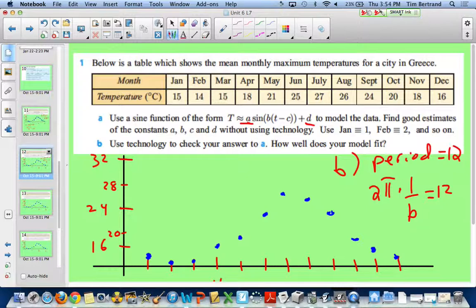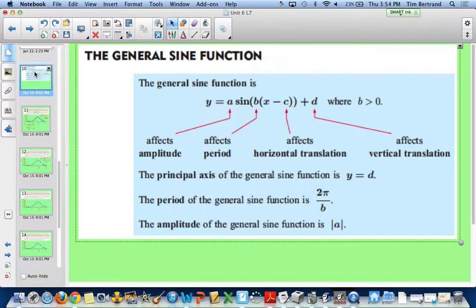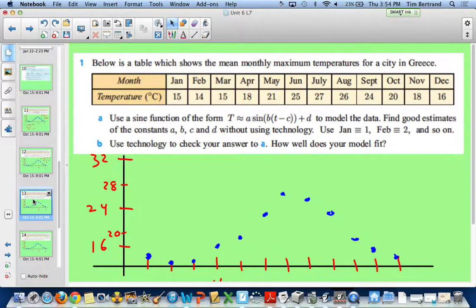to get 12. And if we were to go back a couple slides, I can show you the period of the general sine function is 2 pi over b, right? I'm looking at that line right there. So our value is 12. That's what I'm working on right now.